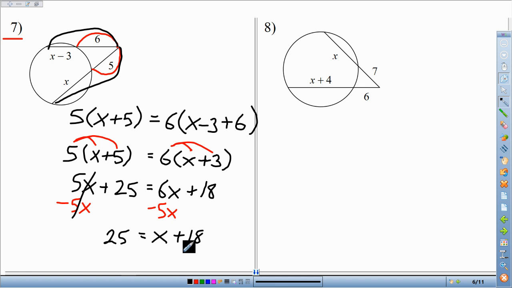Okay, and then we can get rid of the 18 by subtracting. And 25 minus 18 gives me 7. I'm going to flip it around. X equals 7. Okay, I'm just checking the directions. All of these just want you to find x. So when you do that, you're done. Okay, so I think this would be a good one to pause the video, try out number 8, and then we can move on.